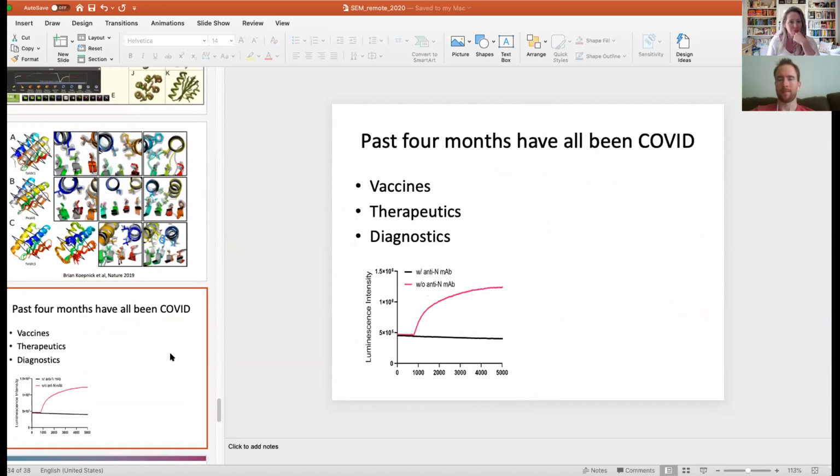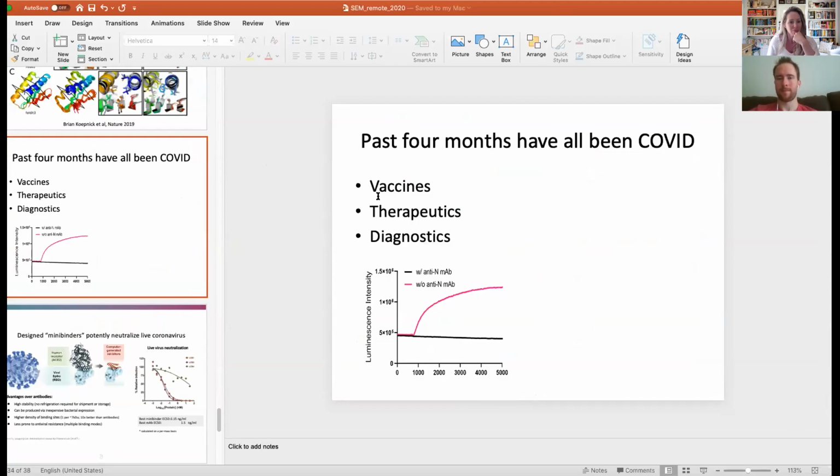And just in my last few slides, I wanted to mention what we've been doing, really focused on the last 4 months. I already mentioned my colleague Neil King, by putting the RBD of the spike protein on the nanoparticles, has made what look to be very, very promising COVID candidate vaccines. And what we've been working on, I'll describe briefly on 2 slides, therapeutics and diagnostics.